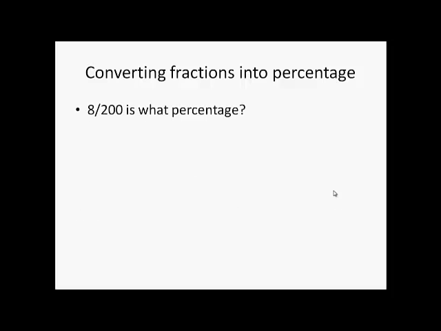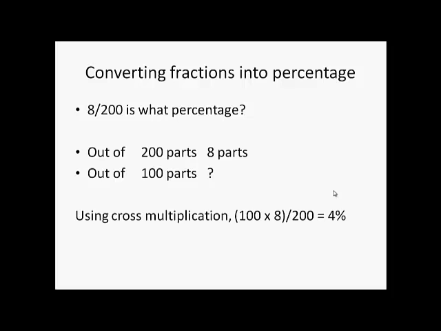Now, 8 by 200 is what percentage? Out of 200 parts, if you're talking about 8, then out of 100, how much? We can always use the cross multiplication method. 100 multiplied by 8 divided by 200 is 4. Or if out of 200 it is 8, 200 divided by 2 is 100. So 8 divided by 2 should be 4. The basic concept of ratio and proportion can also help you with percentages.